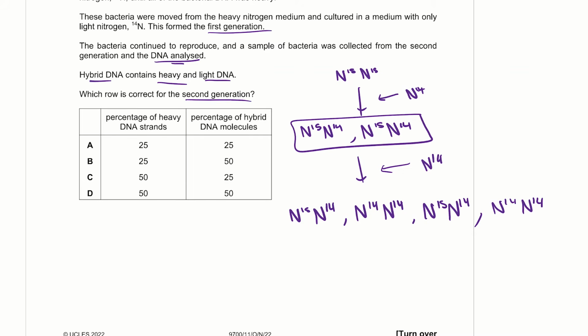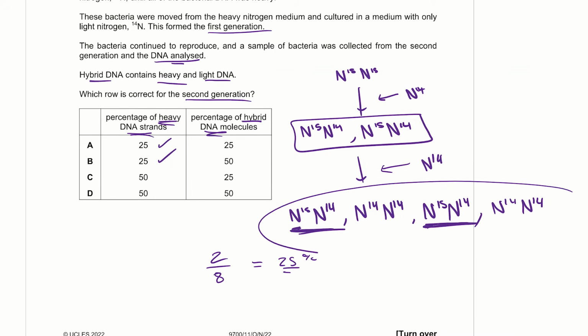Now, let's see the suggestions that we have here. First of all, percentage of heavy DNA strands. So, the heavy strands are N15. So, we have 1 and 2. 2 out of 8. Therefore, we're going to end up with 25%. Therefore, 25 is the correct suggestion. And percentage of hybrid DNA molecules. We've discussed earlier that hybrid DNA molecules contain both N15 and N14. Here, we have 50%. Because we have 1 here, N15 to N14, and N15 and N14, making it 50% of the total. Therefore, the answer is going to be B.